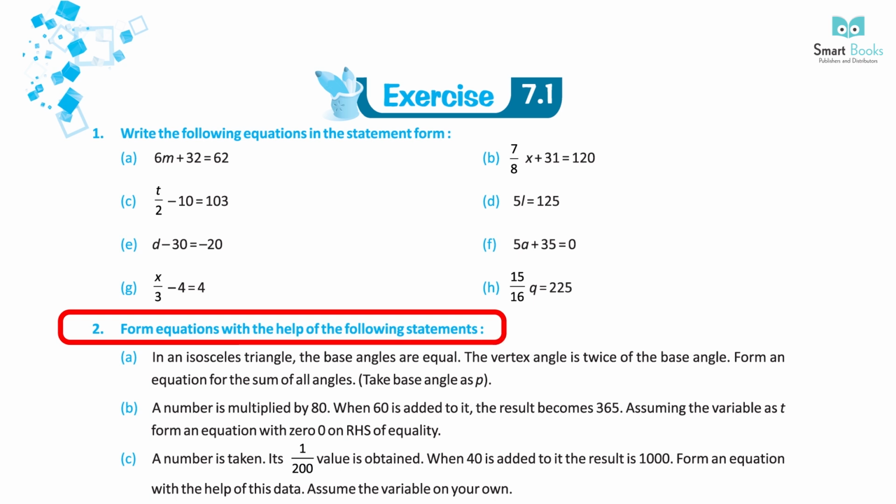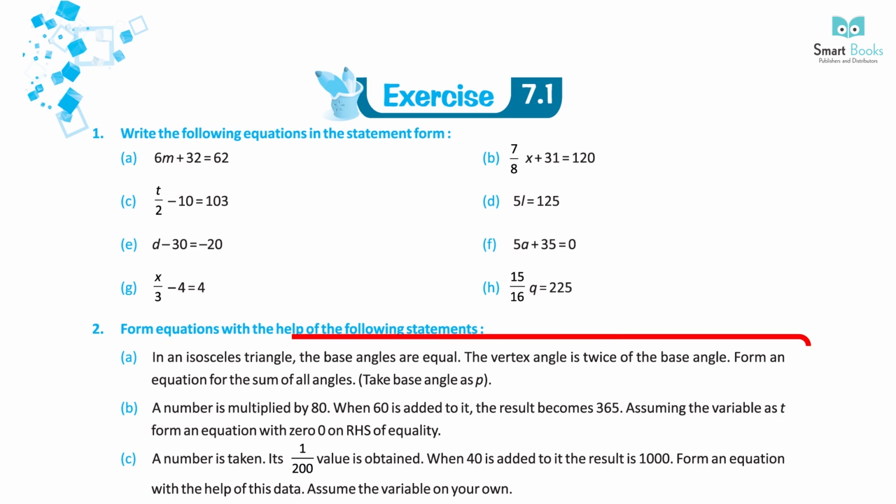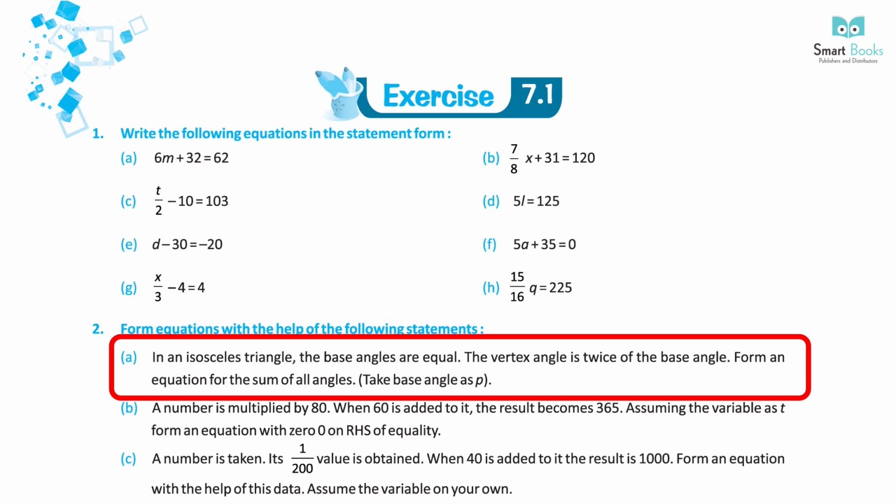Question 2. Form equations with the help of the following statements. A. In an isosceles triangle, the base angles are equal. The vertex angle is twice the base angle. Form an equation for the sum of all angles. Take the base angle as P. Solution. Angle P plus angle P plus angle 2P is equal to 180 degrees.